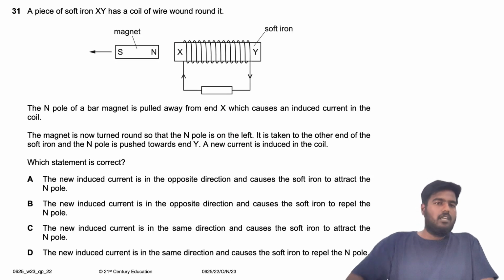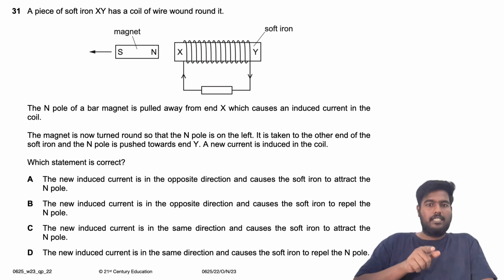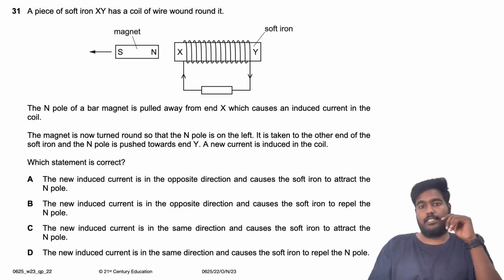Okay. A piece of soft iron. See, in this question they have used soft iron coil wire. So they are using the soft iron as something like an electromagnet. So we can answer there: soft iron.